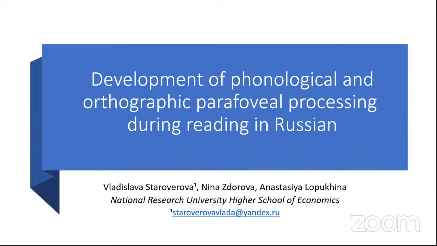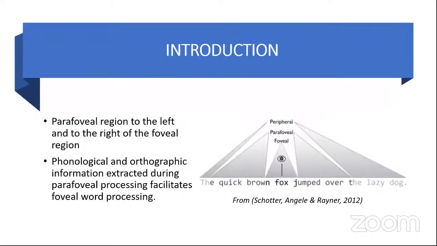Study of the development of phonological and orthographic parafoveal processing during reading in Russian. When we read, we receive the most information foveally. The fovea is the central area of the eye, which contains the most light-sensitive receptors. Information that we get foveally, the eye perceives as clearly as possible.